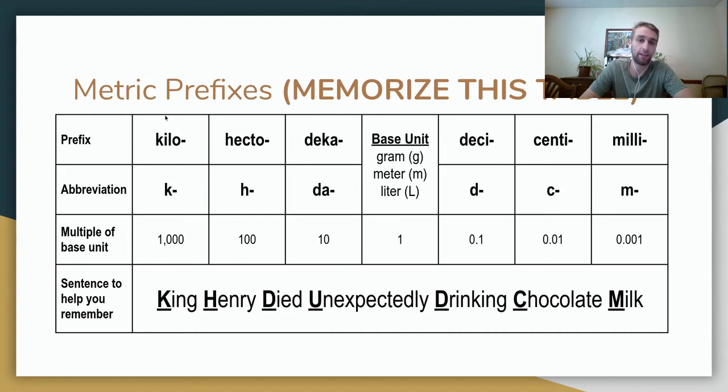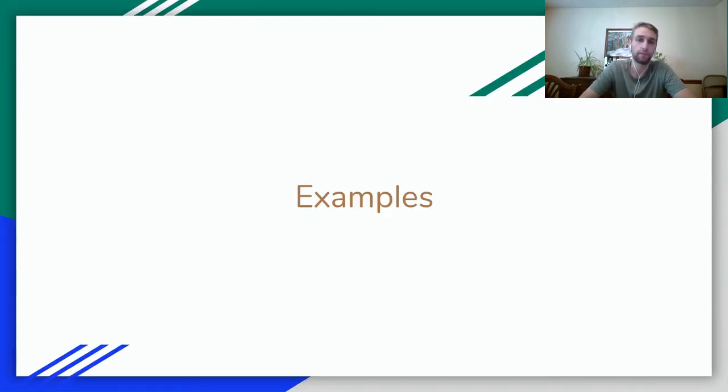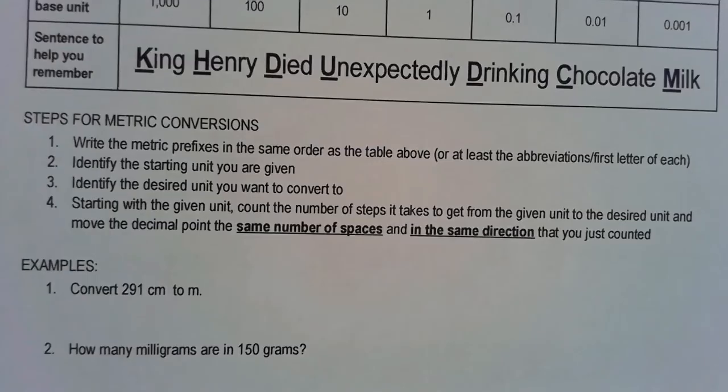So K is for kilo, H is for hecto, D is for deca, U is for base unit. So that's the tricky one. You just got to remember that this in the middle is grams, meters, or liters. And then deci, centi, milli, drinking chocolate milk. So you are going to need to know what those prefixes are and the order they go in order to do your conversions. Speaking of which, let's take a look at some examples.